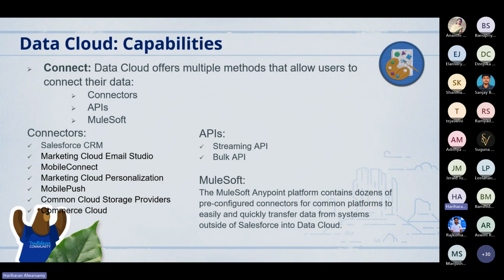And APIs have two types: bulk API and streaming API. Bulk API provides the possibility to get the data as a bunch of records, and streaming provides real-time data. And if the data stored in a system is an old legacy system that is not available to connect using these connectors or APIs, we can use MuleSoft Anypoint. It has dozens of pre-configured connectors for common platforms to easily and quickly transfer data between the systems.